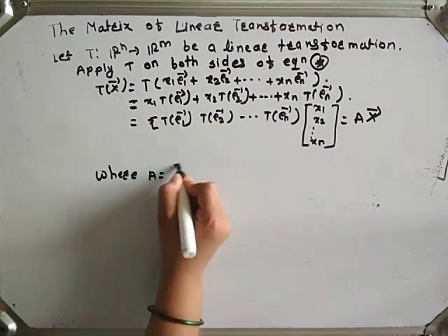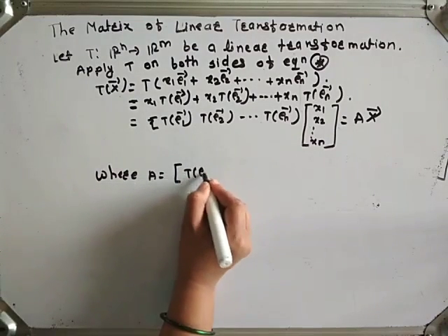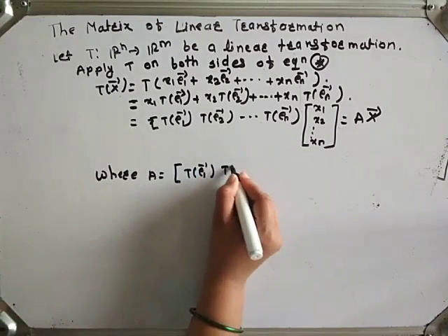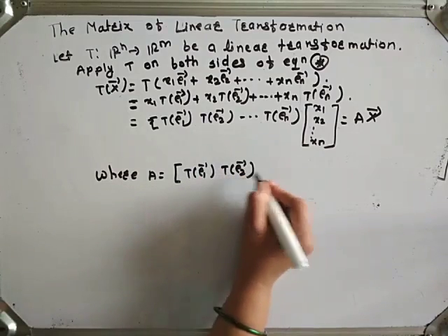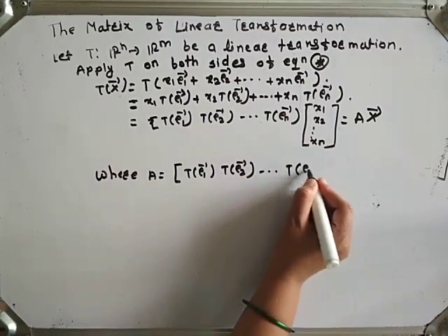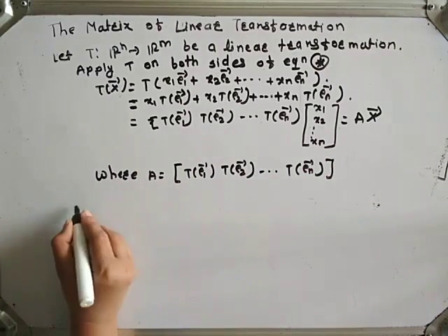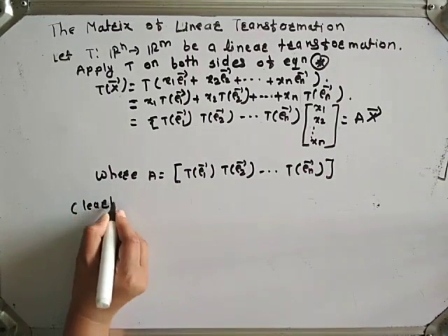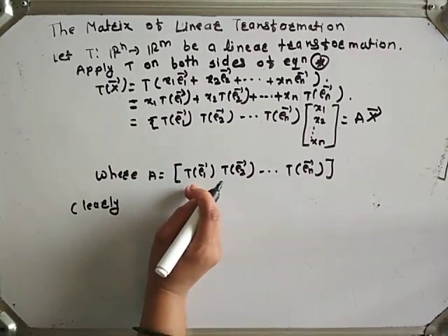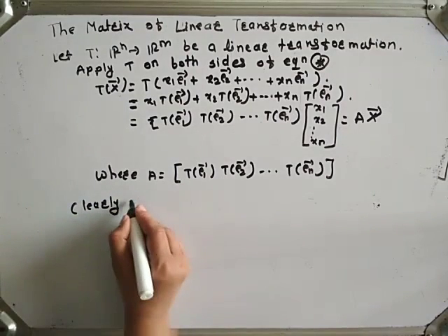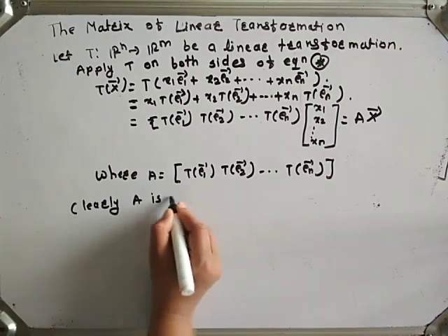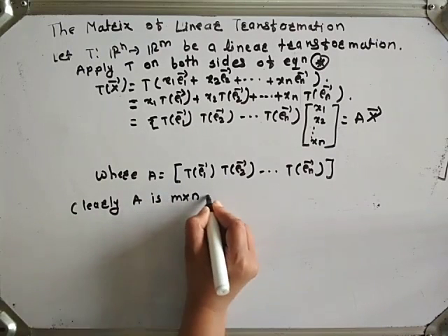A is equal to matrix T of E1 bar, T of E2 bar and so on up to T of En bar. Okay. Clearly, this matrix is of dimension m by n. Clearly, A is an m by n matrix.